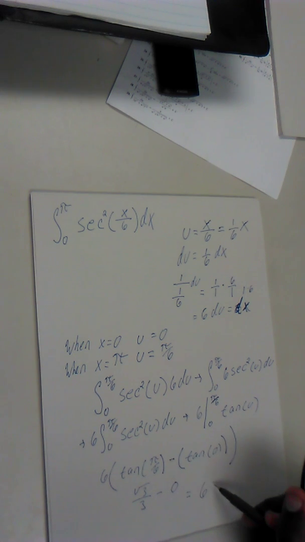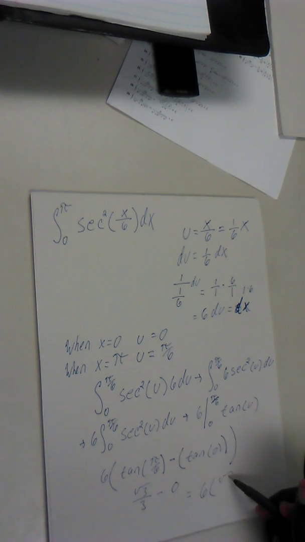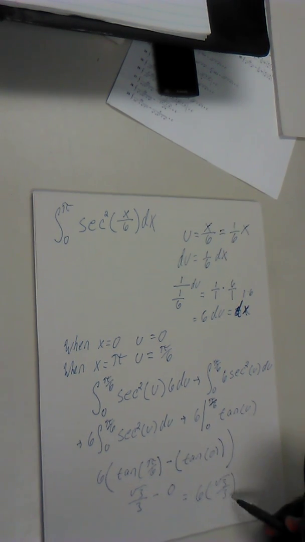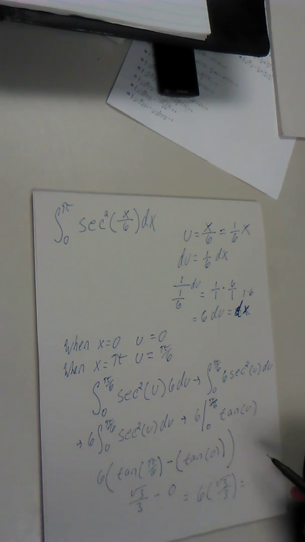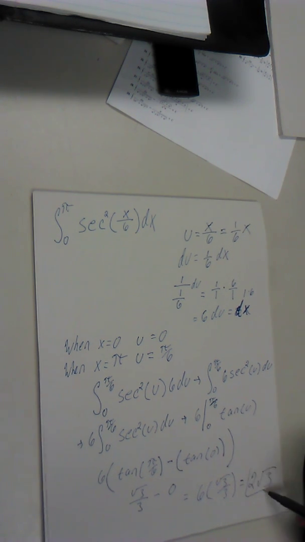So now we're looking at a 6 times radical 3 over 3. 6 times radical 3 over 3 is 2 radical 3. So that's your answer.